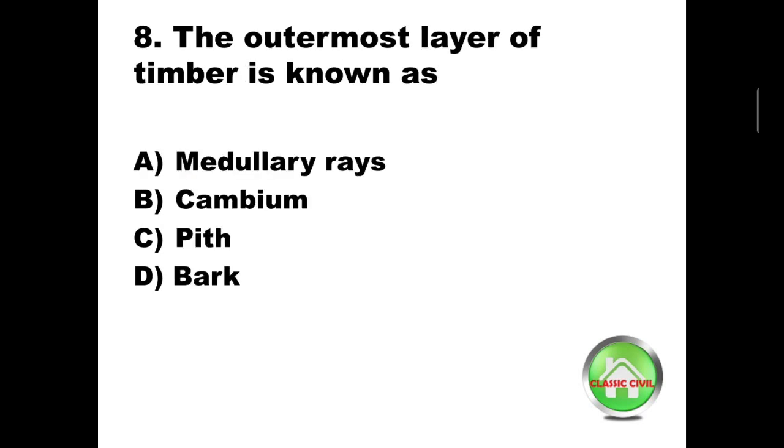Question number 8. The outermost layer of a timber is known as. Option A, medullary ray. Option B, cambium. Option C, pith. Option D, bark. The outermost layer of a timber is known as. Answer is option D, bark.